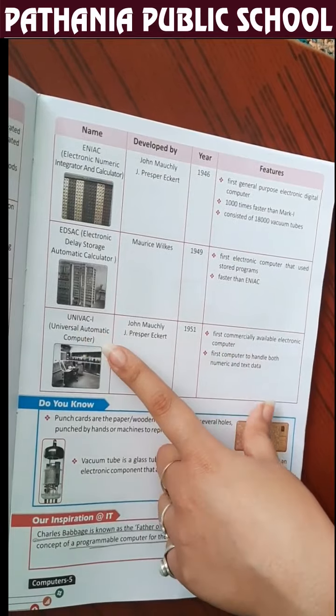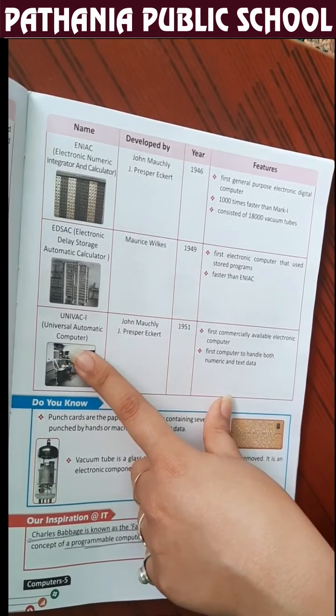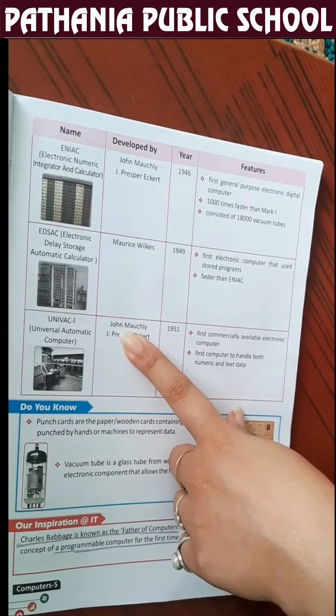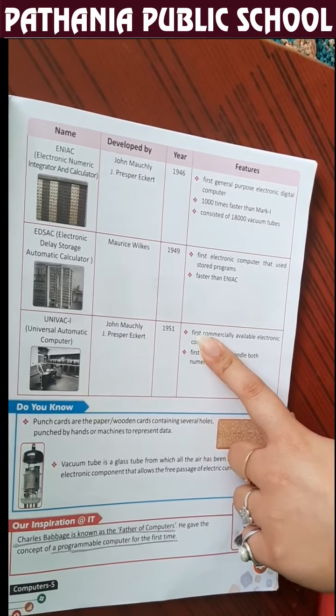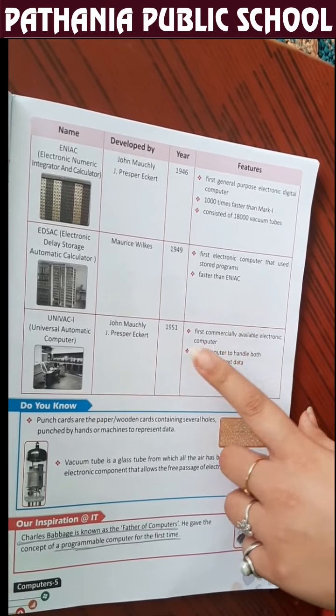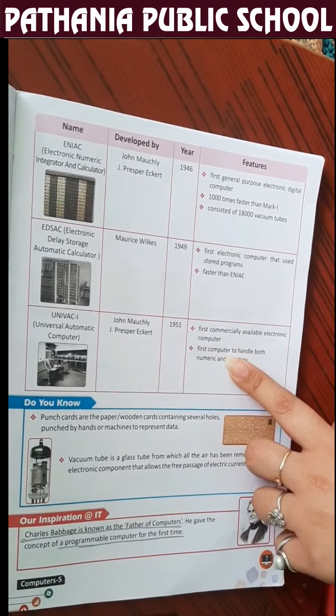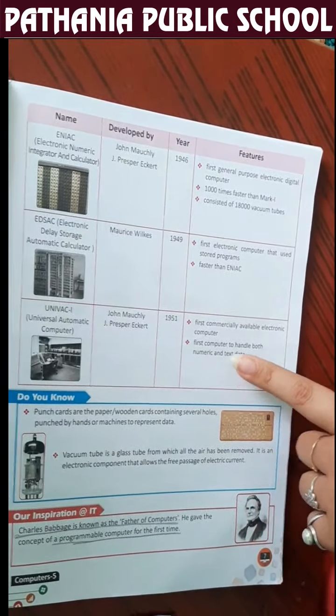And the last one is UNIVAC, Universal Automatic Computer, which was developed by John Mauchly and J. Presper Eckert in 1951. This one is the first commercially available electronic computer and the first computer to handle both numeric and text data.